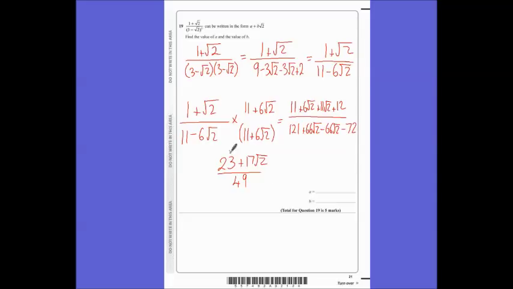So the value here then, A, is going to be 23 over 49. And B is going to be 17 over 49. So quite a difficult question because you end up with fractions, but you just need to simply expand the bottom and then use the difference of two squares like you would do with a more difficult surd question anyway.